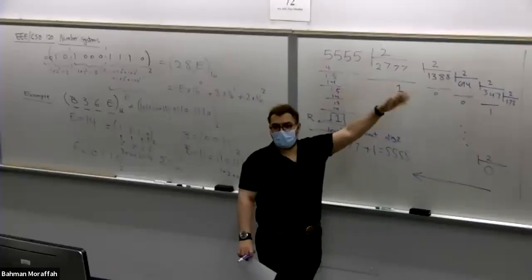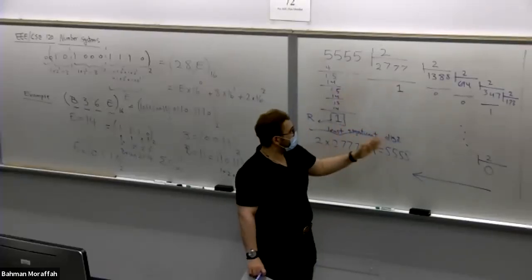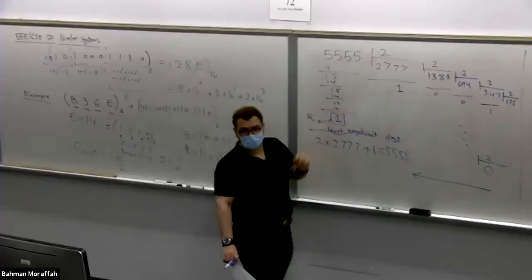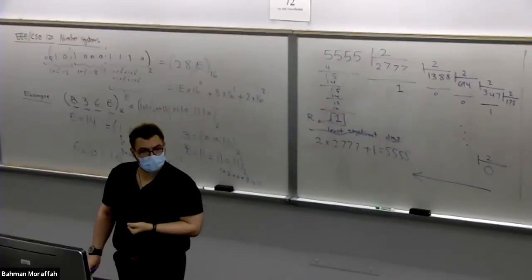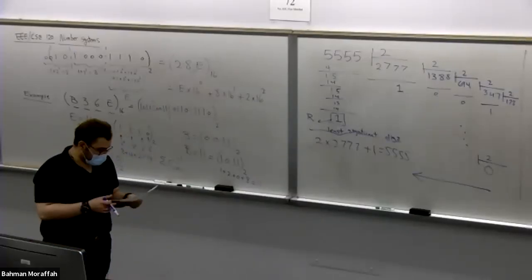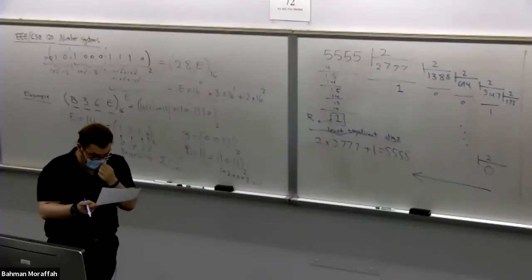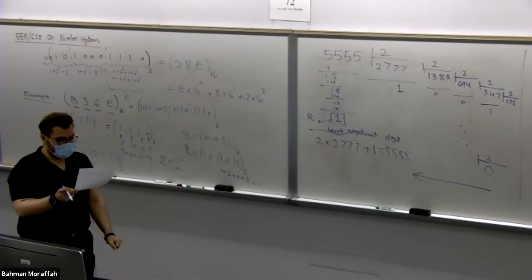You keep dividing it by 2, and you're going to look at the remainder. And then if you read off the remainders, that would give you the actual binary representation. Okay? So let me just give you an example where I go through every single step of it.